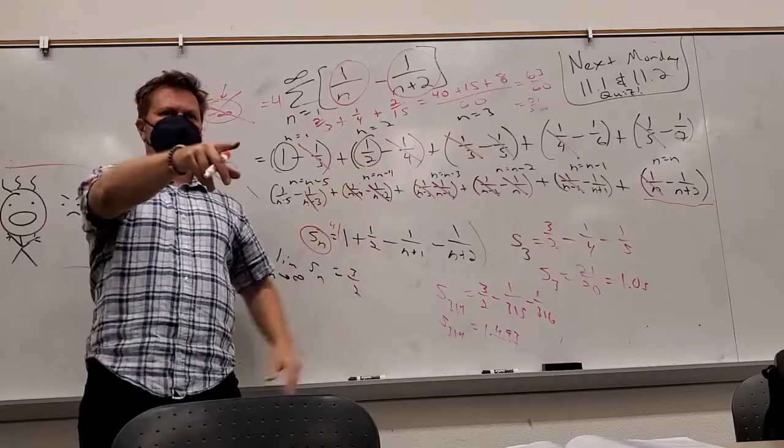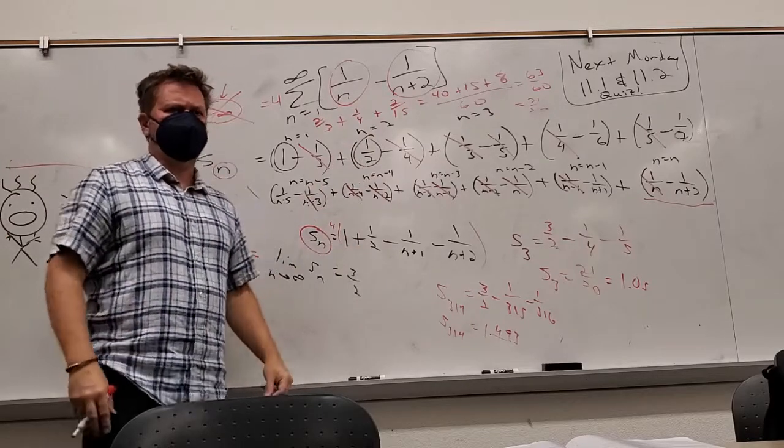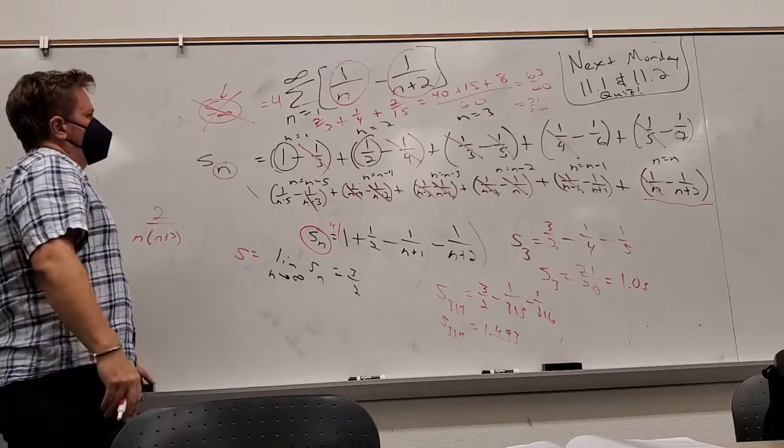If you had 1 over 2 to the n minus 1 over 3 to the n, could that telescope as well?